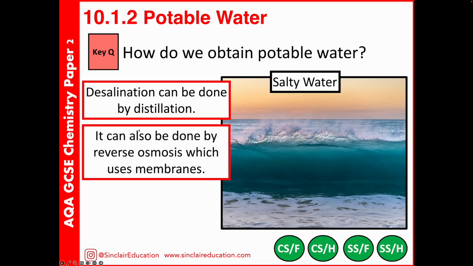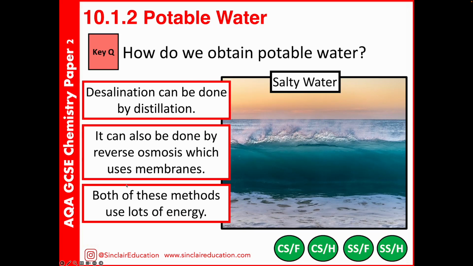Now with this, we can also use a process known as reverse osmosis, which is using membranes and moving water from an area of high water concentration to low, which is a reference to the reverse. So with the distillation, this would involve boiling the water, collecting the condensate, and having that as our pure water. Or we can go through this process of reverse osmosis.